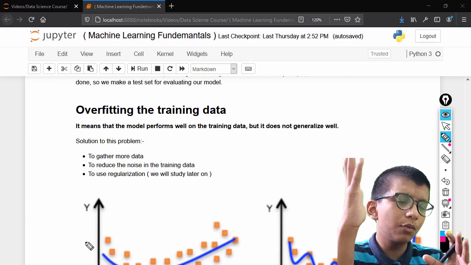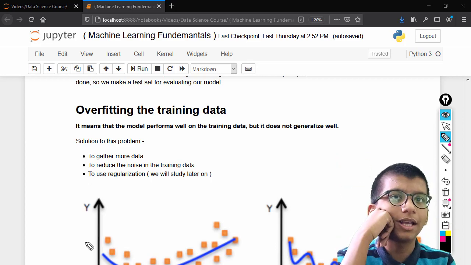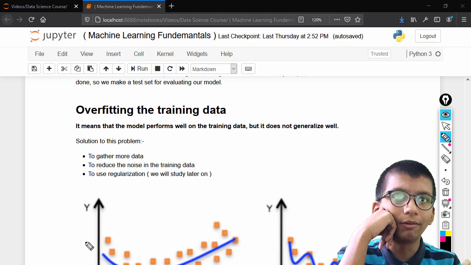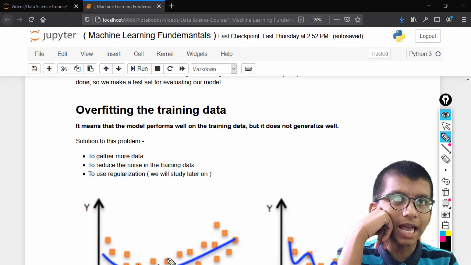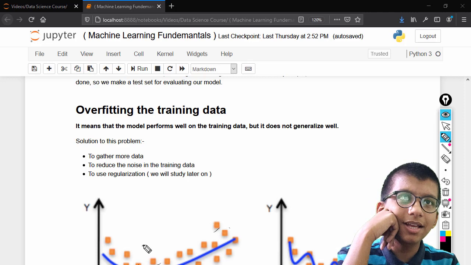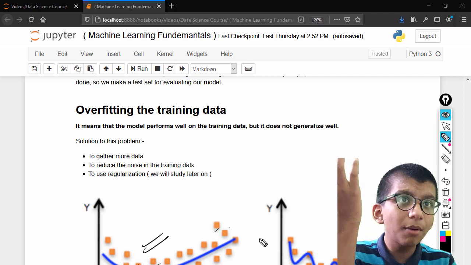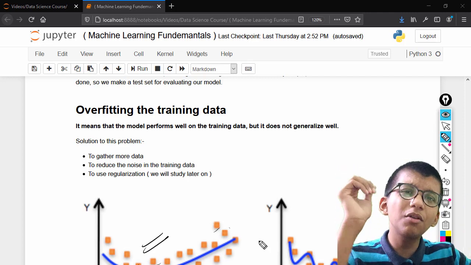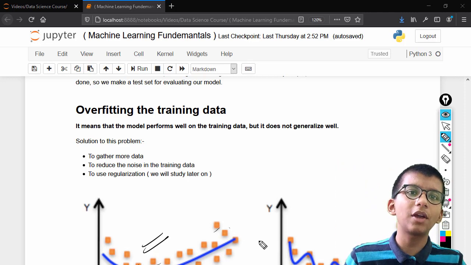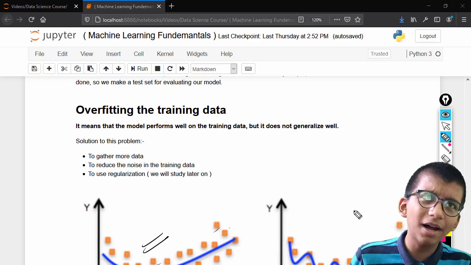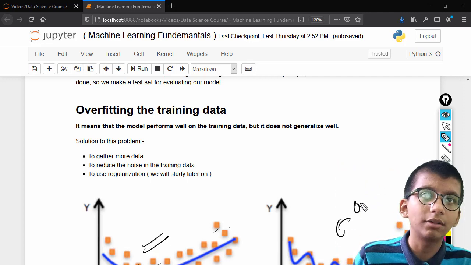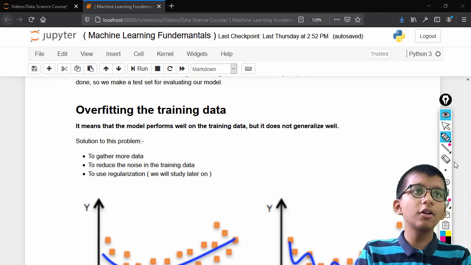So how do we tell whether our model is just right or it is overfitting? If this is our training examples, and if our model is this, it means it is good. And if our model touches every point, meaning it performs very well on our training set, this is the example of overfitting.